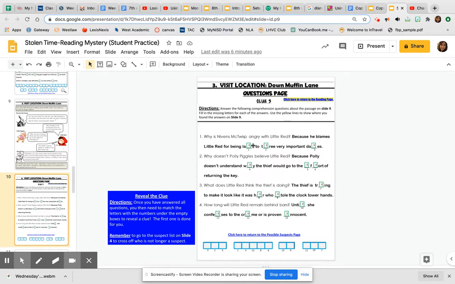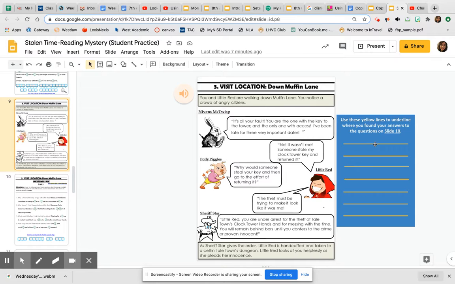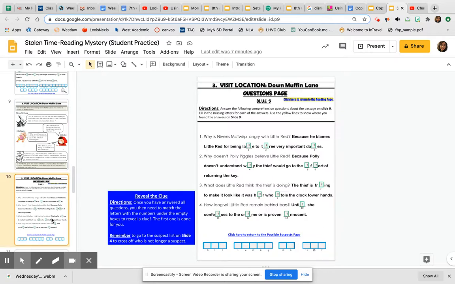slide 10. As we look to answer these questions, we need to go back to slide 9, use these yellow lines, and move them to highlight where we found our answers to the questions on slide 10.